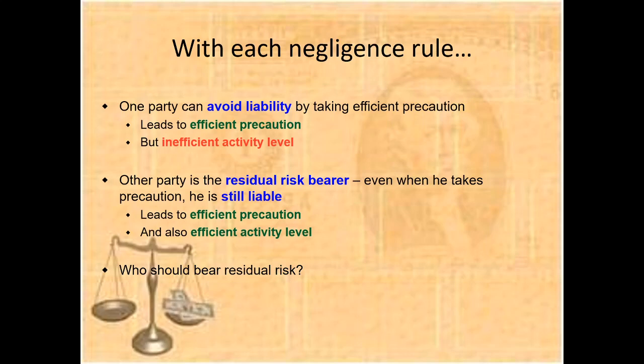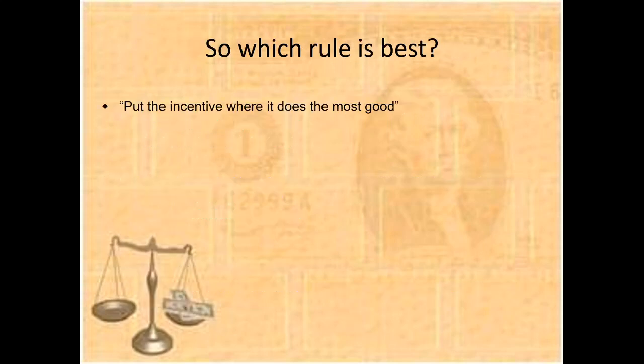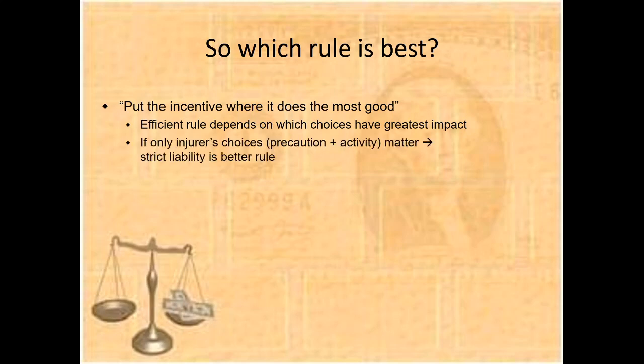Why should one bear the residual risk? This is the question. Why should people bear the residual? One way to answer is to ask whose activity level has greater impact on efficiency. Put the incentive where it does the most good. The efficient rule depends on which choice has the greatest impact. If only the injurer's choice, precaution plus activity, matters, then strict liability is the better rule. If bilateral precautions matter, then negligence rules are better.